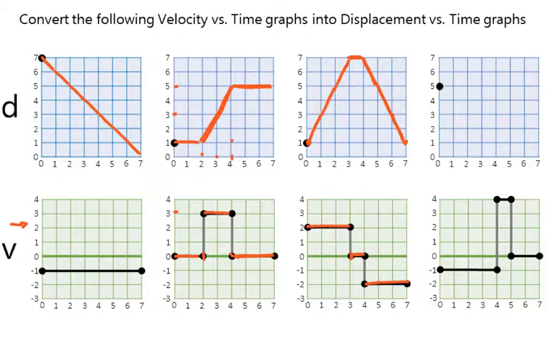And for the next graph, I see I'm starting at the 5 meter mark and I'm moving at negative 1 meter per second for 4 seconds. So I need to move 1 meter down each second, 1 meter in the negative direction. So my velocity is negative, my slope needs to be negative. So 1 meter this second.